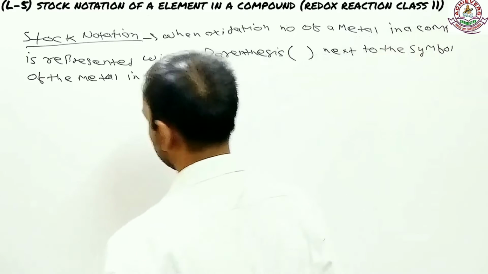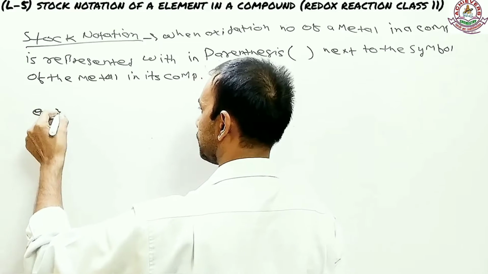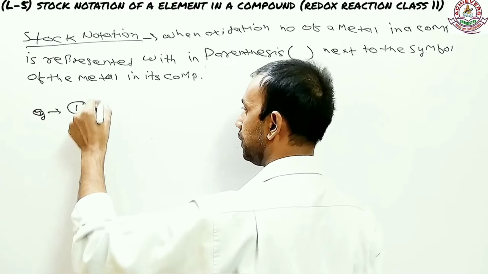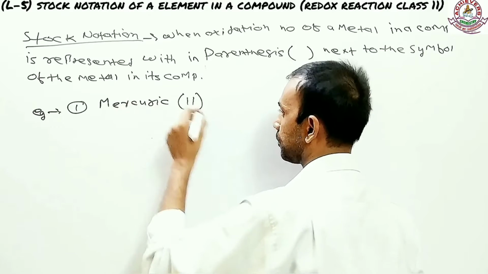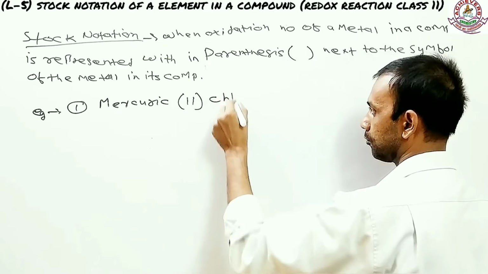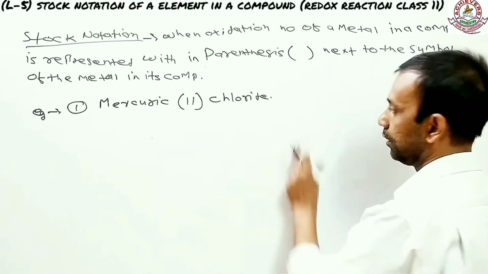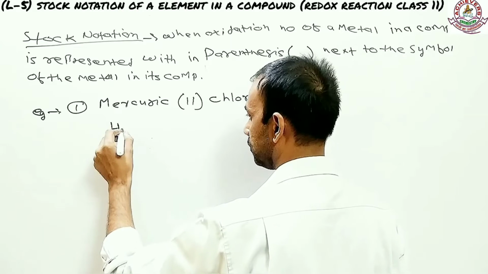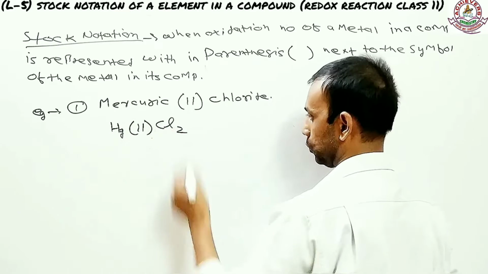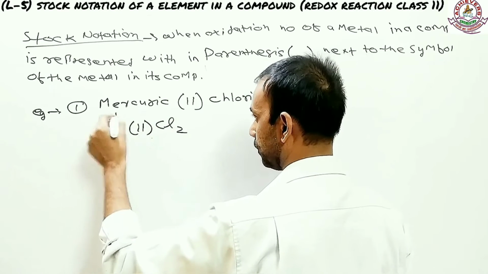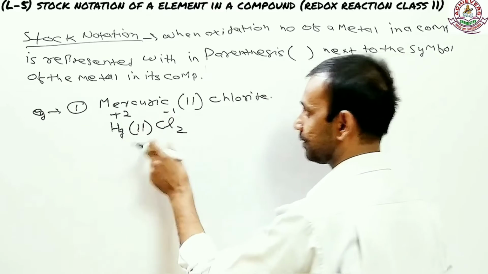Let's write some examples. For example, the first one, mercury(II) chloride. As you can see, the oxidation number is already given. So we write Hg, with the oxidation number given, and then it's going to be Cl2. Why Cl2? Because the overall charge should be equal. So it's +2 and there is -1 times 2. If you write a formula like this, it is called stock notation.